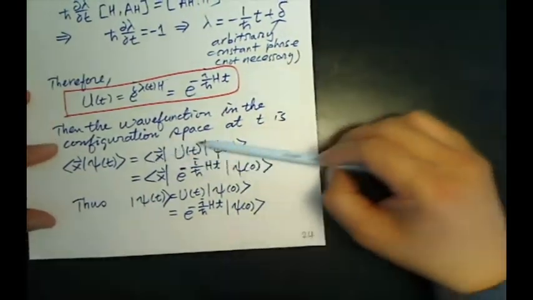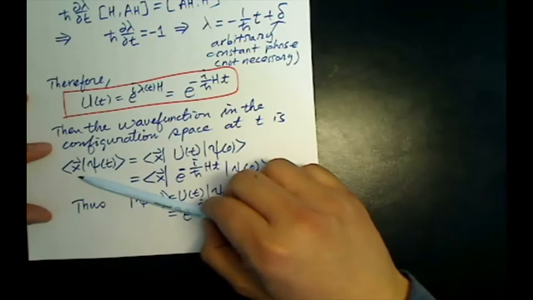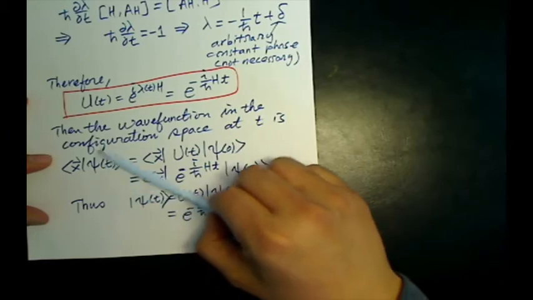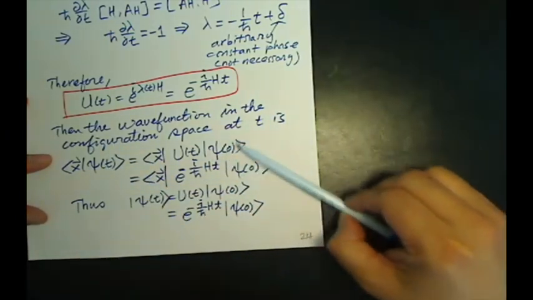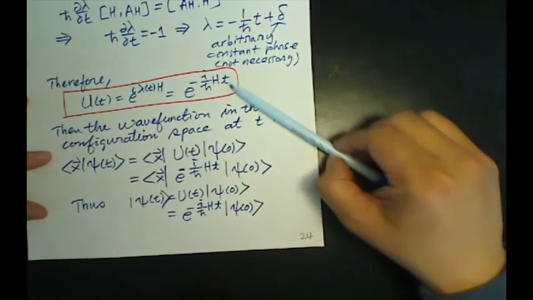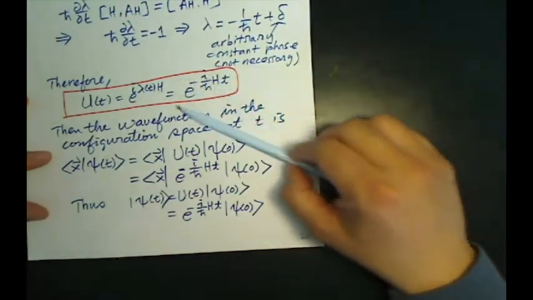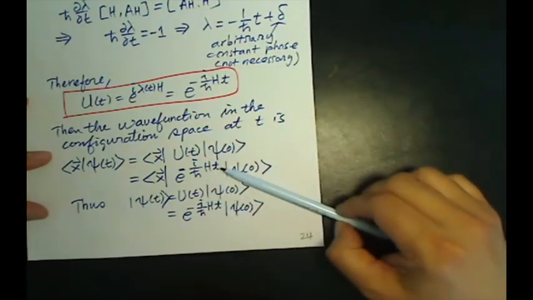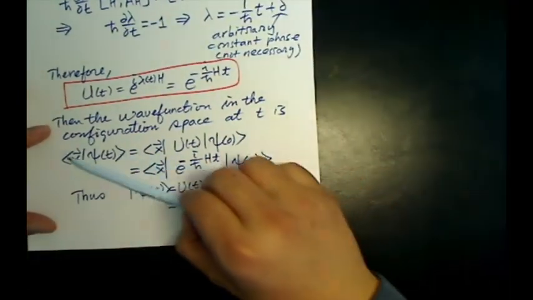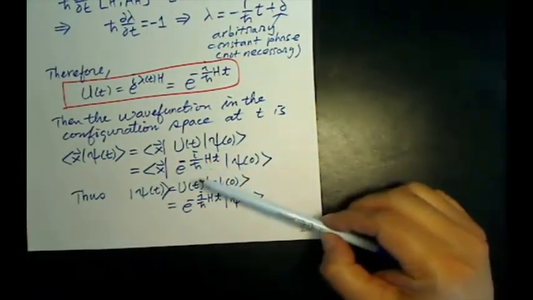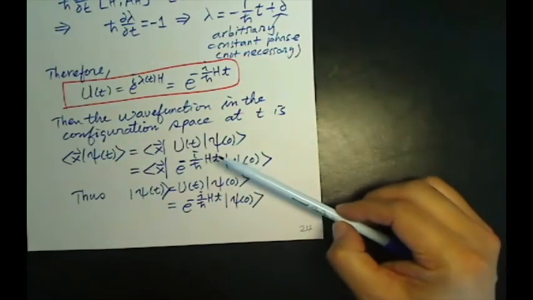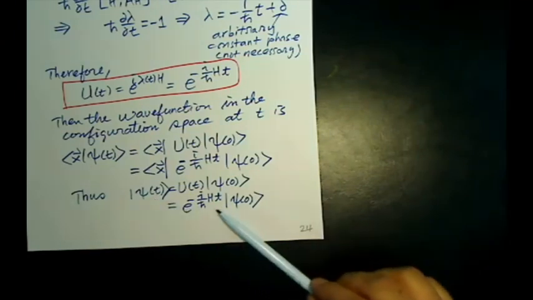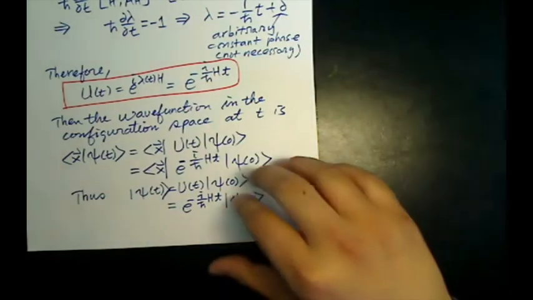Then the wave function in the configuration space at time t can be expressed as the x projection of the state ket at time t. The state ket at time t can be moved from t equals 0. Because of what we found for the time evolution operator, we just substitute it in here. Therefore, the state evolves with this multiplication factor. If we remove this x, the state ket evolves with this factor. This is the time evolution operator.